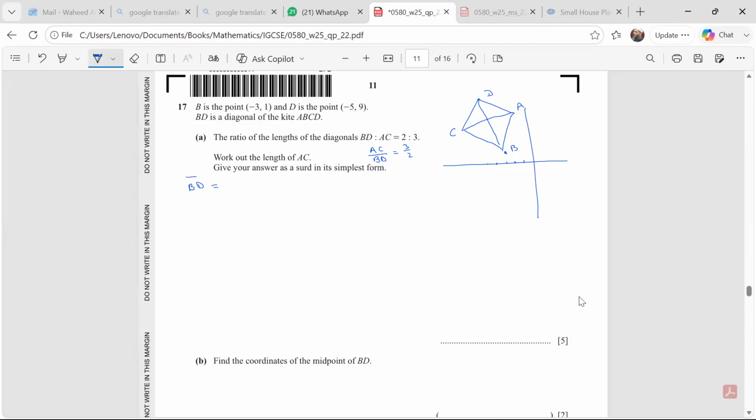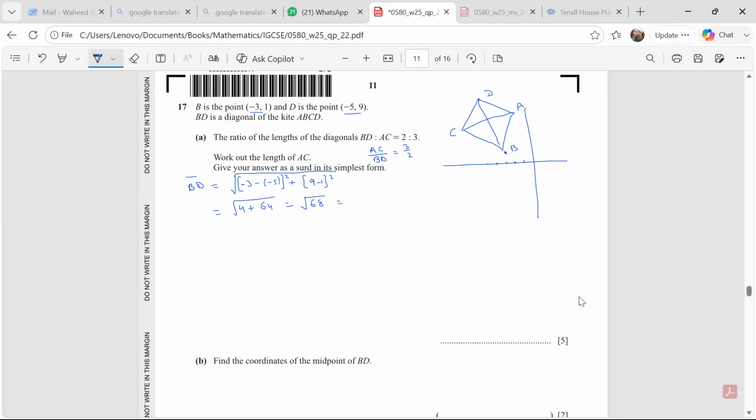How do we find BD? We know B and D are these two points. If I apply the distance formula, it is minus 3 minus minus 5 squared, plus 9 minus 1 squared. I hope it's clear. So it is going to be 5 minus 3, 2 squared, 4, and 9 minus 1 is 8 squared, 64. So this is under the root 68, right?